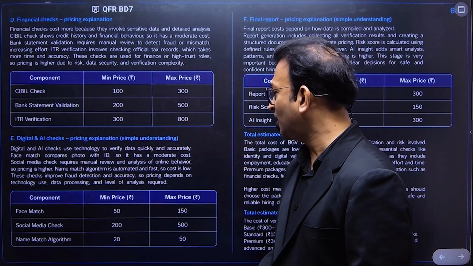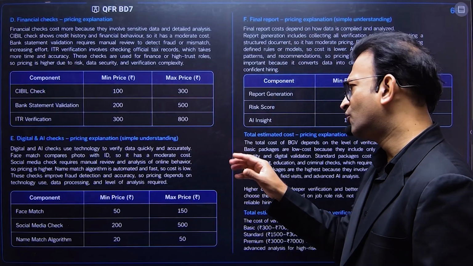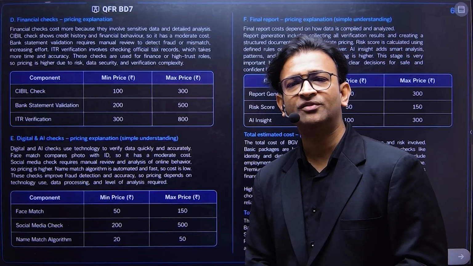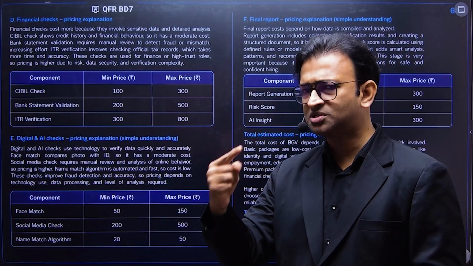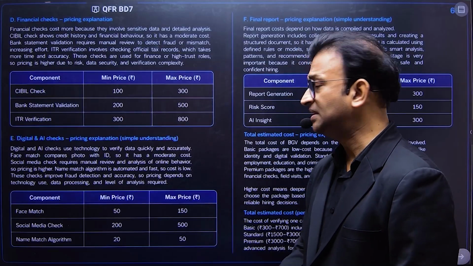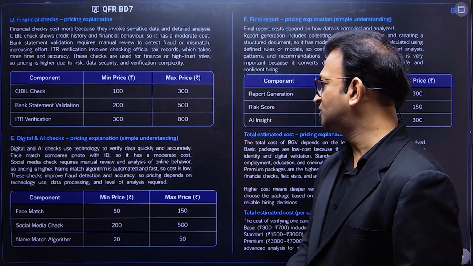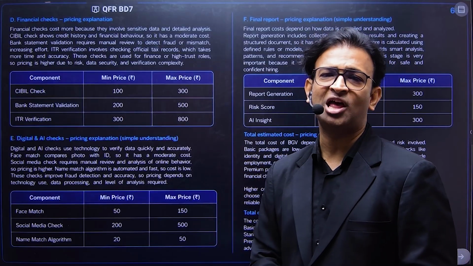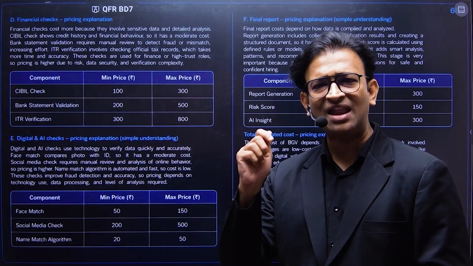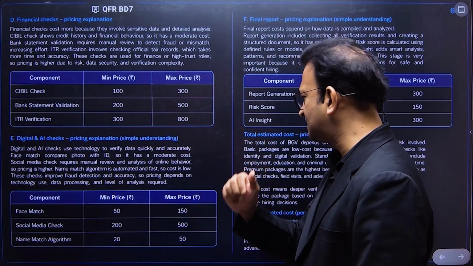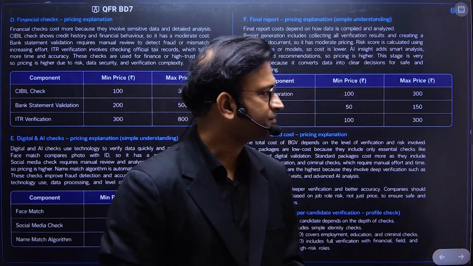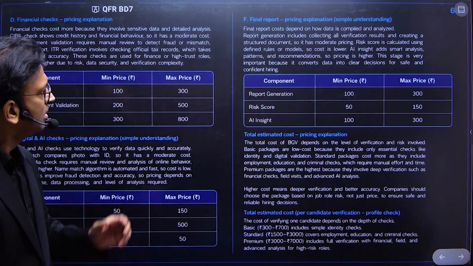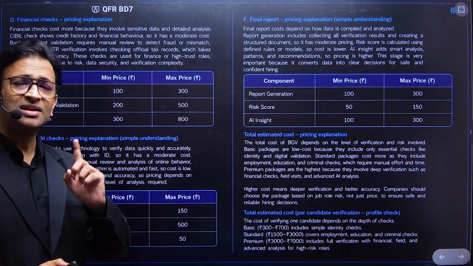So the face match, like I said, in the range of 50 to 150 rupees. Social media check requires some time, some analysis, digging deep, 200 to 500 rupees. And name match algorithm, which is very quick and very simple, just 20 to 50 rupees maximum. Now, moving on to the final report pricing.